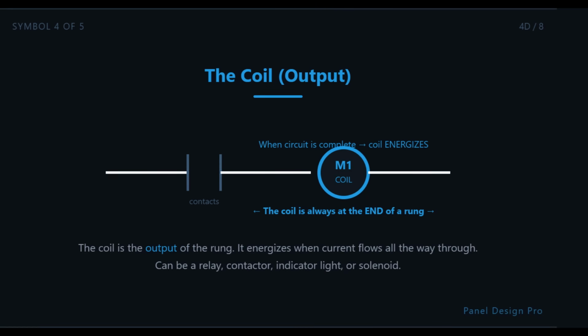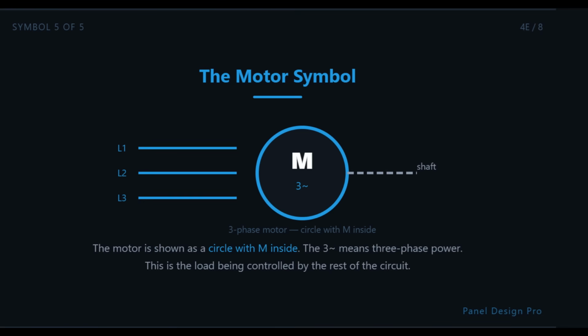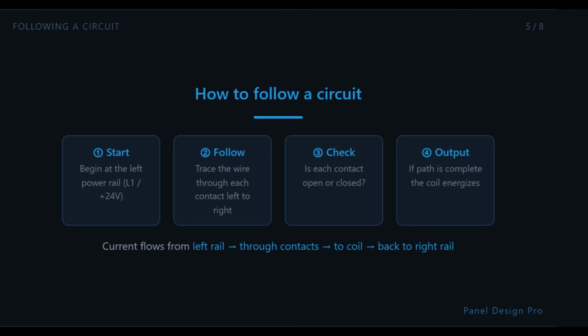Fourth, the coil. This looks like a circle or parentheses symbol at the end of a rung. It represents an output, like a relay coil, a contactor, or an indicator light. When enough current flows through the rung, the coil energizes and does its job. Fifth, the motor symbol, usually shown as a circle with an M inside. This represents the motor or load being controlled. Now let's put it all together and actually read a circuit.